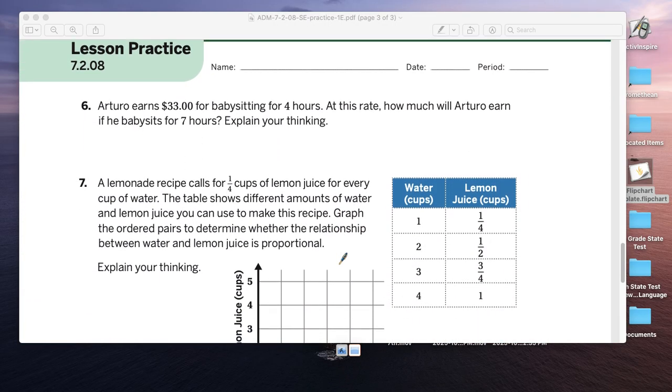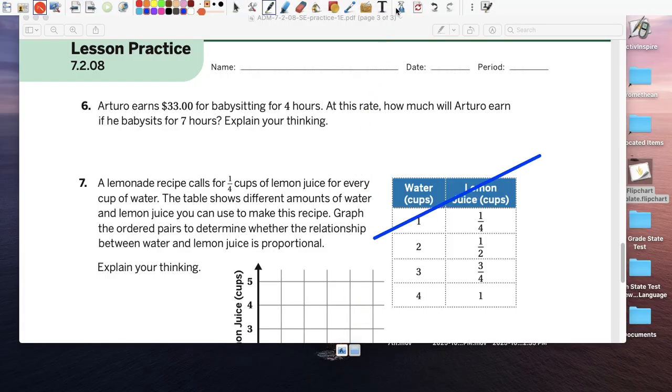Arturo earns $33 for babysitting for 4 hours. At this rate, how much will Arturo earn if he babysits for 7 hours? You have so many options here. Option 1, we can create a proportion. To make $33, I have to work 4 hours. There's my ratio. On this side, I keep the units the same: dollars on top in the numerators, hours at the bottom. But they're asking, what if I work 7 hours? This is my question mark, so instead of the question mark, I'm going to write X.